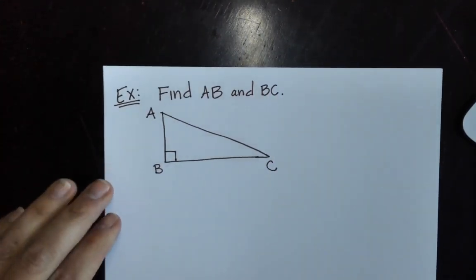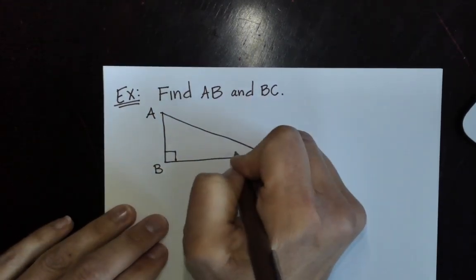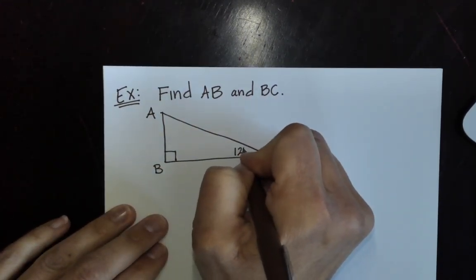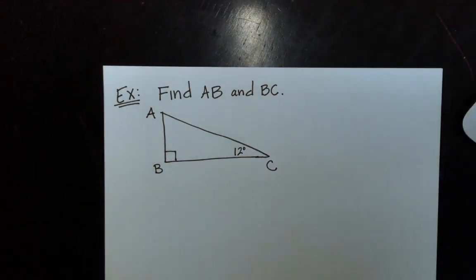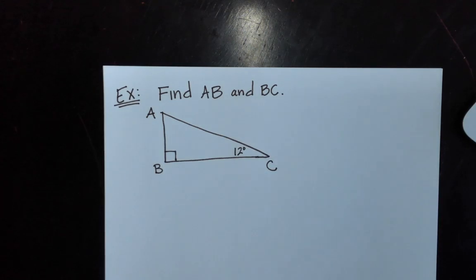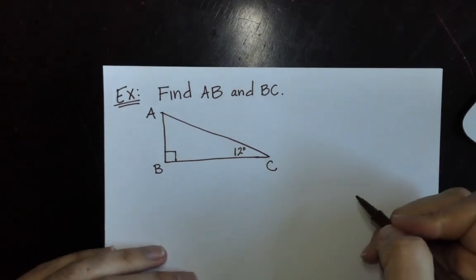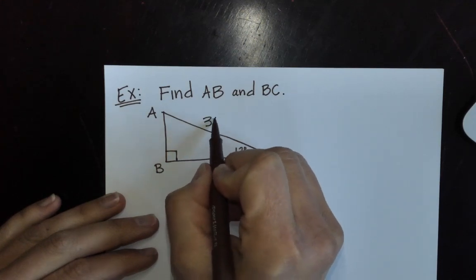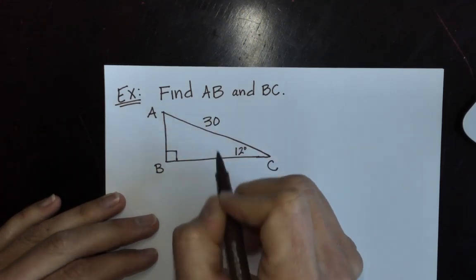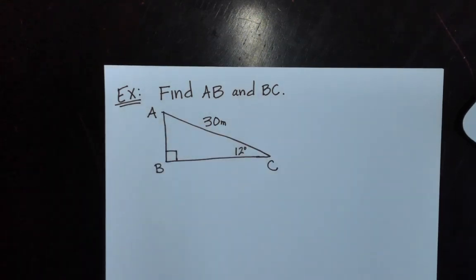And I'm going to tell you that this angle over here is 12 degrees. Trying to make things a little different from 30, 60, 90, and 45, 45, 90. So I want to make sure it looks different. And I'm going to tell you that this side is 30. We'll make that 30 meters just for the example. And I know that I'm going to use trig.